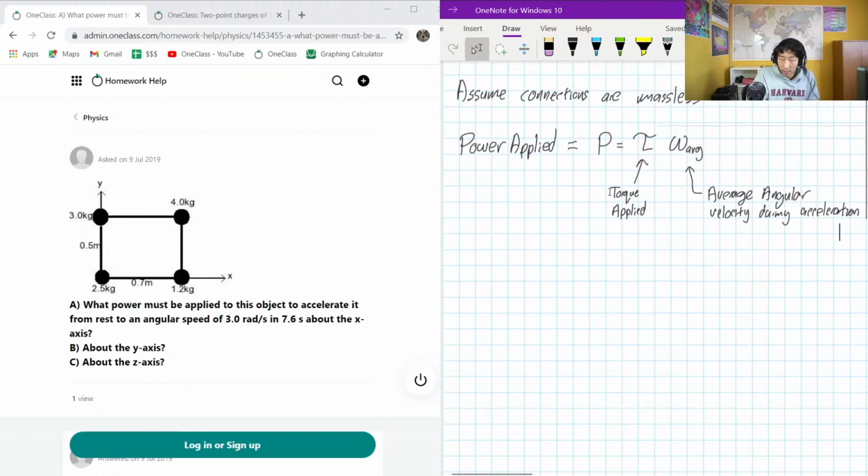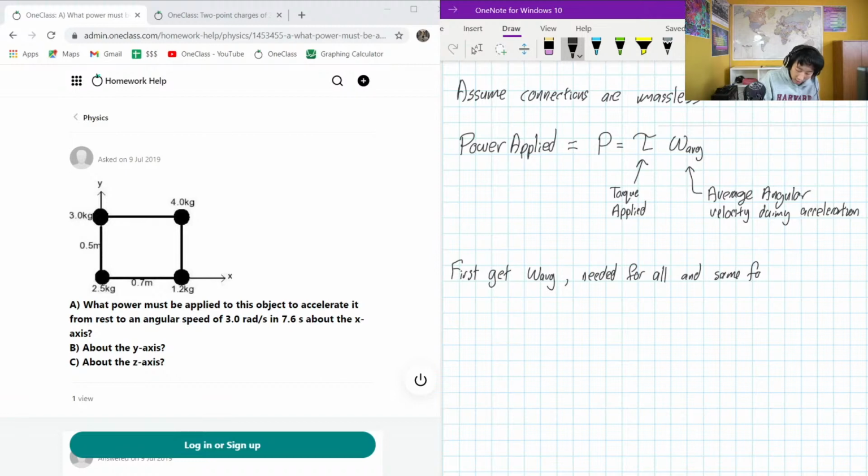Okay, so how we want to accomplish this is first let's find out our omega. Don't say W. That's a scary thing. Okay, so let's find our omega average, because we're going to need to find that for all three, like part A, B, C. They're all going to need their omega average value, and it's going to be the same for all of them because of the acceleration. But the torque is going to be different because torque is dependent on moments of inertia. But we'll get there soon. Okay, so first, get omega average, which is needed for all and same for all.